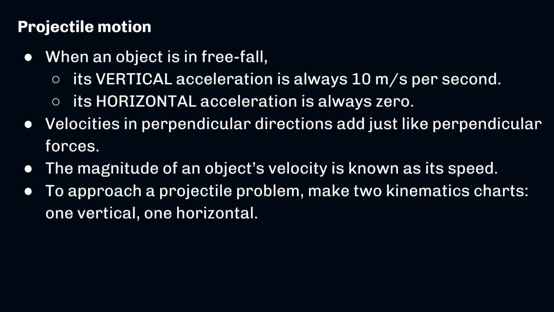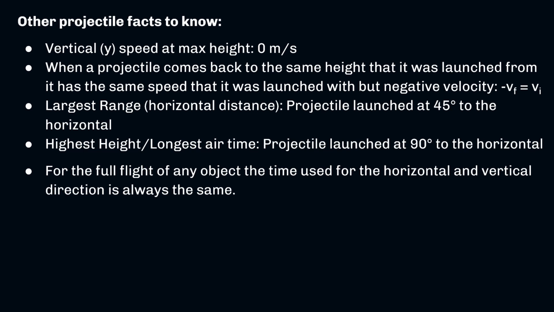When we do projectile problems, we're going to make kinematics charts for the vertical and the horizontal, and I'll have that as a part of the problems here. So let's move into the last of our facts. The projectile facts to know: my vertical speed, which is known as the y direction, at the maximum height is 0 meters per second. So that's just like going back to regular free fall when we weren't working in two dimensions earlier in the class.